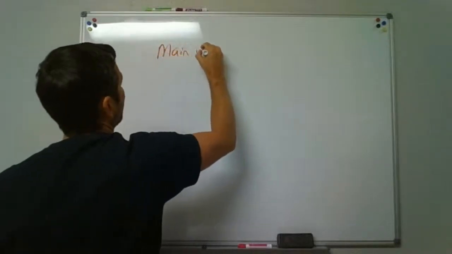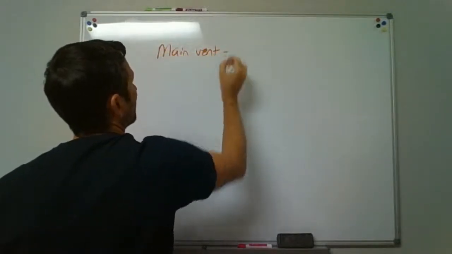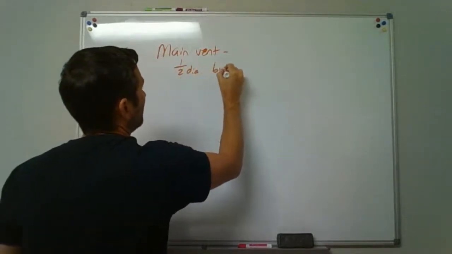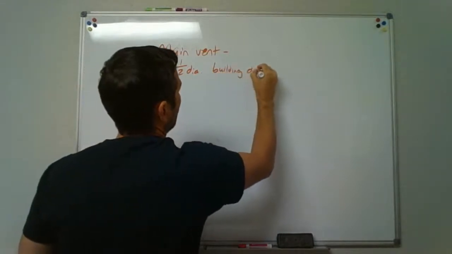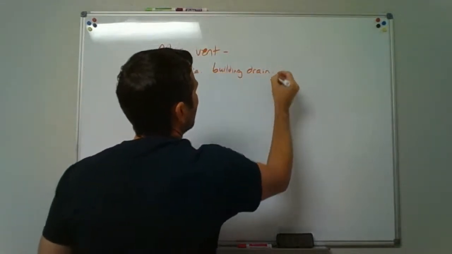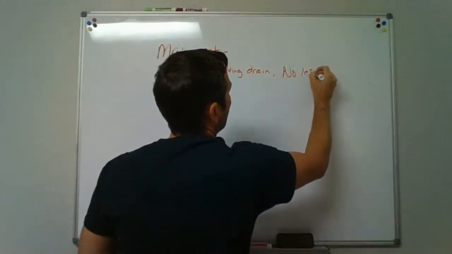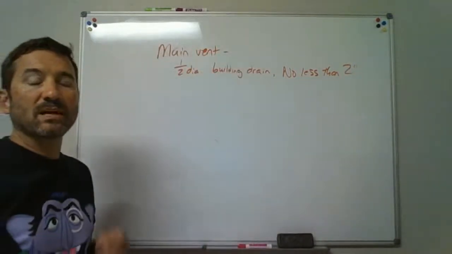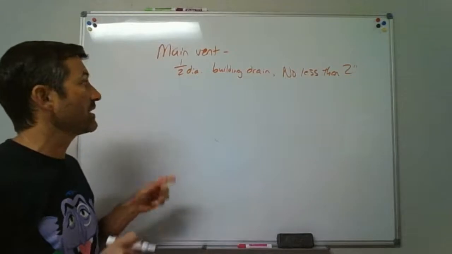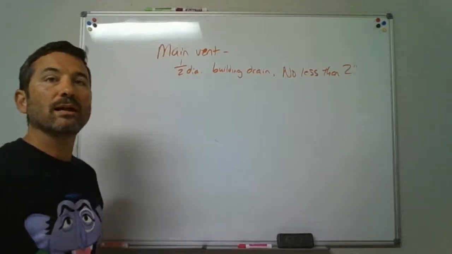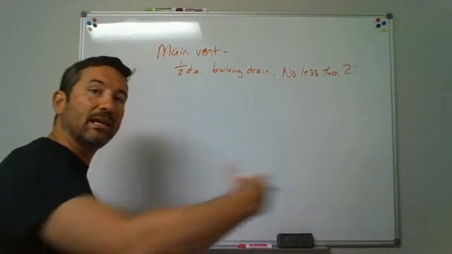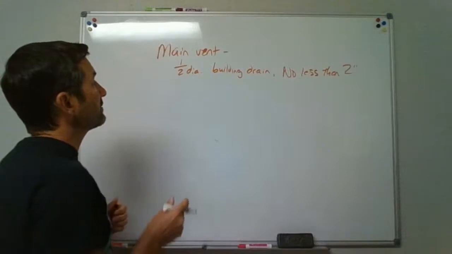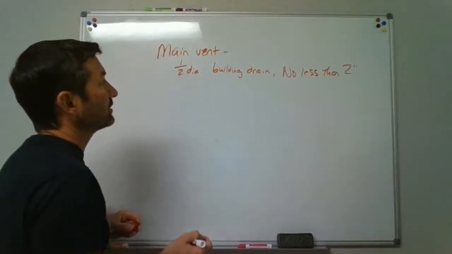Here's your main vent rules. Okay, 1/2 the diameter of the building drain, but no less than 2 inches. So the building drain, if you look back up under chapter 2 on the definitions, the building drain is the main trunk line inside, going from 10 foot outside the building in, and then everything branches off of. So that's the biggest line inside the building, the building drain.